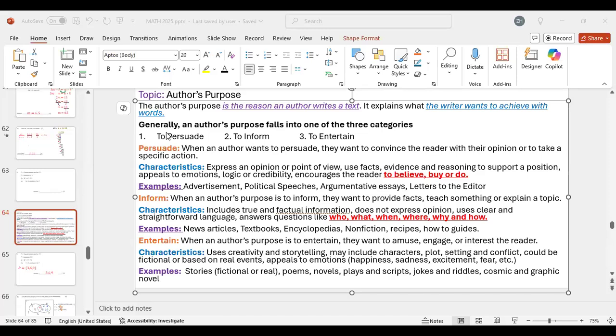Anything creative, its purpose is to entertain. At least one of its purposes. So what are the three main purposes of authors? Three main purposes. Persuade, inform, and entertain. Very good. Persuade, inform, and entertain, right?